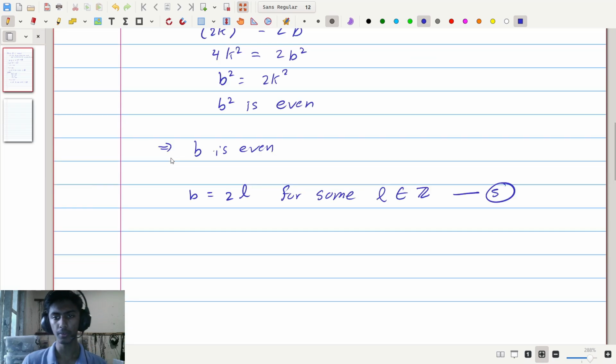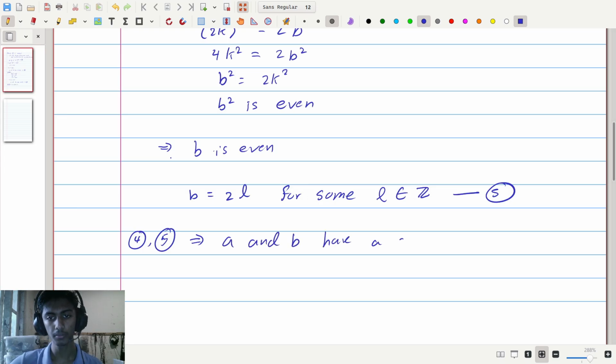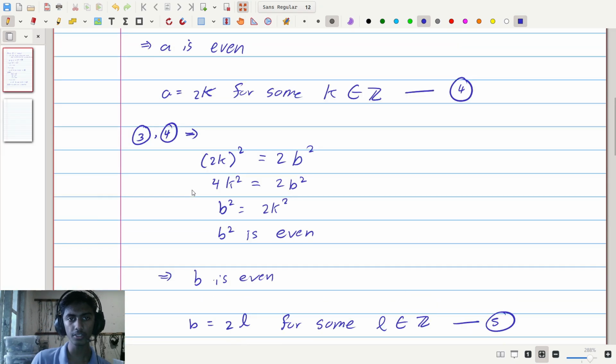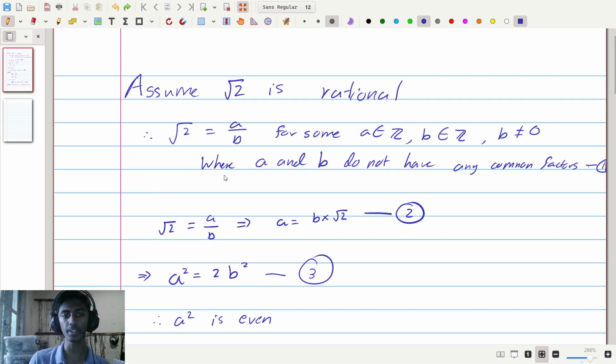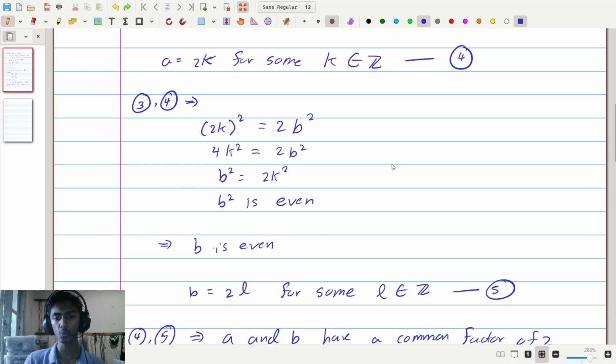But now we have a problem. From 4 and 5, we can see that a and b have a common factor of 2. We can see that because here we can see a is 2 times an integer and b is also 2 times an integer, which, if you recall, should not have happened. From over here we said that a and b do not have any common factors. So we have a contradiction.